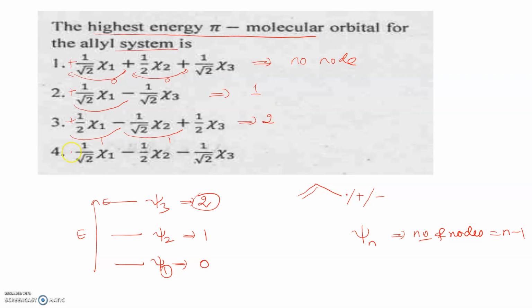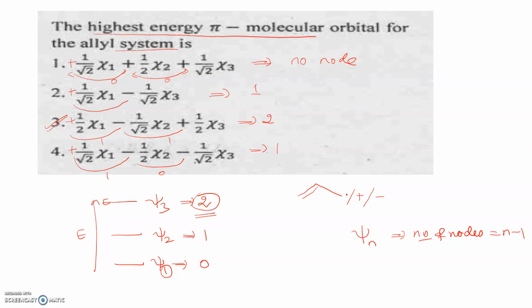What about the fourth one? Here we have plus sign, plus becomes minus, one node. Minus remains minus, no node. So this also has only one node. So by simple analysis we can easily find the highest energy pi molecular orbital for allyl system. The correct option for this is 3. Why? Because the highest energy pi molecular orbital must contain 2 nodes in the case of allyl systems. It's very simple, right?